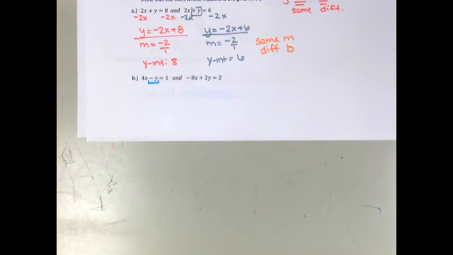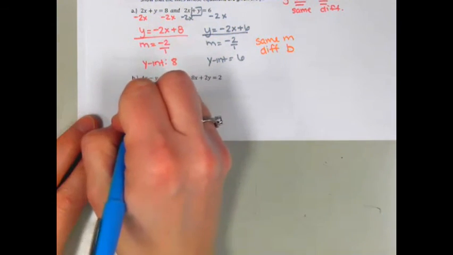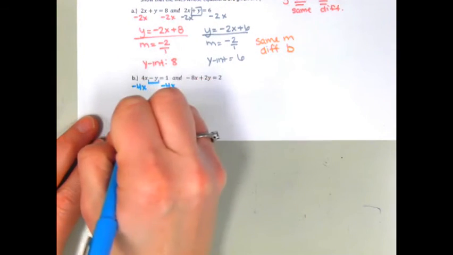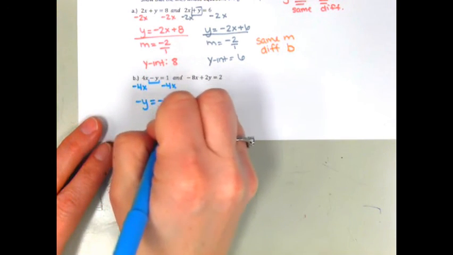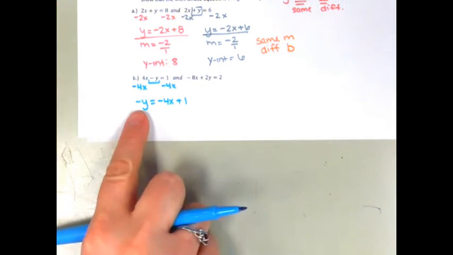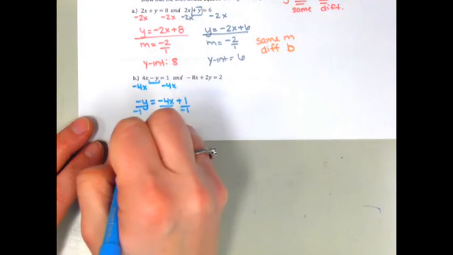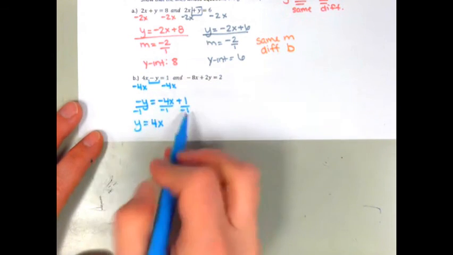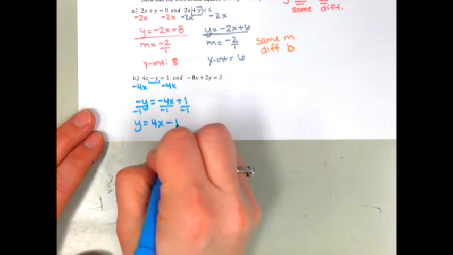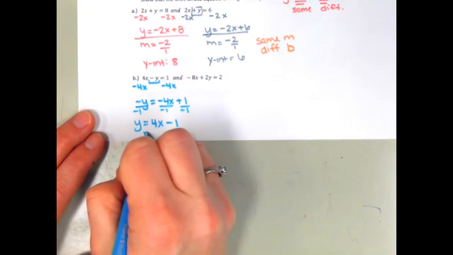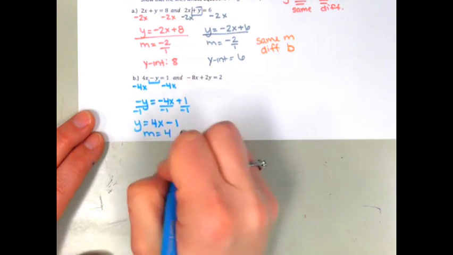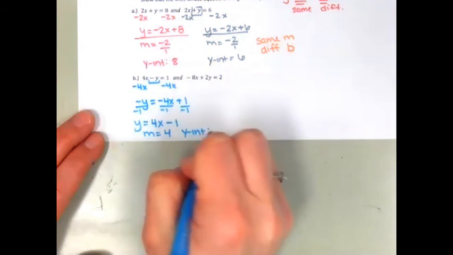If I solve for y in the first one, how do I move that 4x over? Subtract it. And when I subtract the 4x, I'm still left with a negative y because it was minus y. 1 minus 4x is just a negative 4x and a positive 1. And then how do I get rid of this negative 1? Divide. So I get y equals negative 4 divided by negative 1 is positive 4, and 1 divided by negative 1 is negative 1. So what is my slope in this one? 4, and my y-intercept is negative 1. Okay.